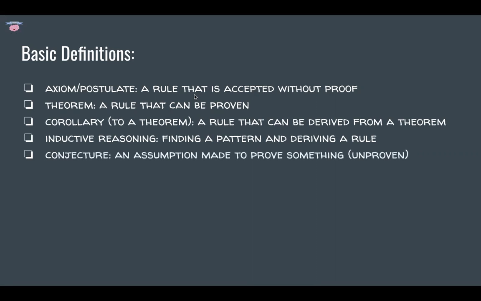But the other type of reasoning is deductive reasoning. And for this, we need a conjecture. It's an assumption made to prove something. Inductive reasoning also creates a conjecture, but conjecture is usually used in deductive reasoning. A conjecture is not proven because it's an assumption. And deductive reasoning uses properties and proven facts to verify if the conjecture is true.